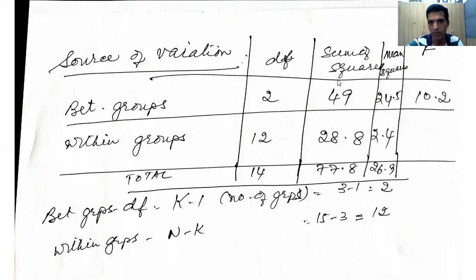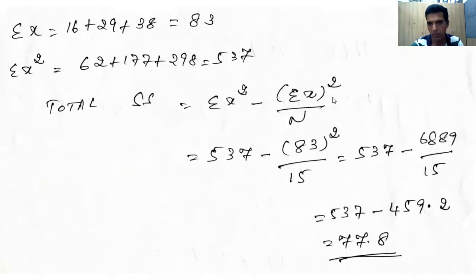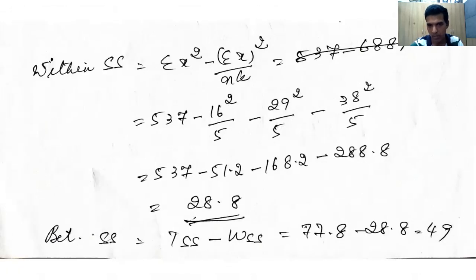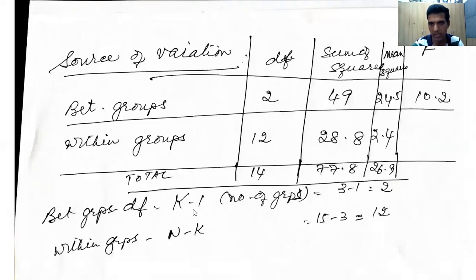Now let us come to sum of squares. Between groups we have got 49 and within groups 28.8. Already we have got these values. Let me go back and tell you this. So here it is. Between groups is 49 and within groups is 28.8. That's what I have written here, 49 and 28.8. Now mean squares, how do you get the mean squares? Simple. You divide sum of squares by degree of freedom. That's when you get the mean squares. So 49 divided by 2 is 24.5. 28.8 divided by 12, you get 2.4.